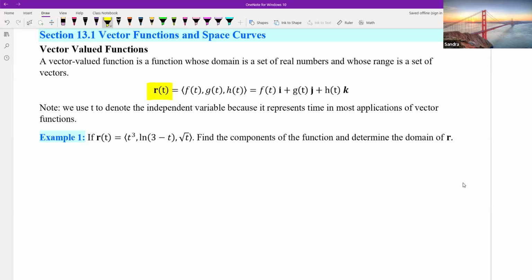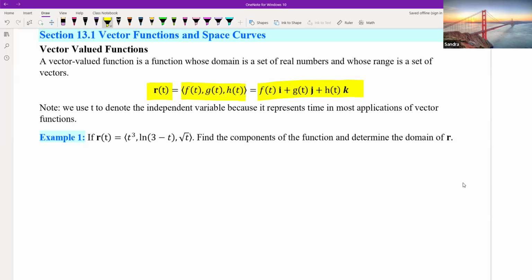We're going to use r of t, and you should know this notation for vector function, but we do not only use this notation, we can also use this other notation. We use t to denote the independent variable because it represents time in most applications of vector functions. Okay, let's go ahead and go over example number 1.